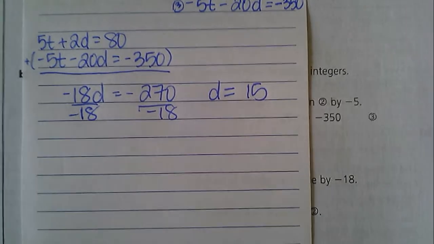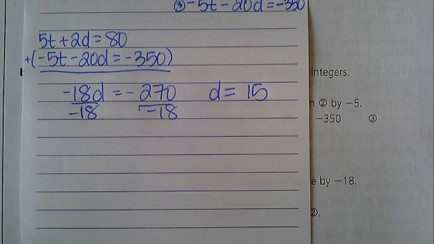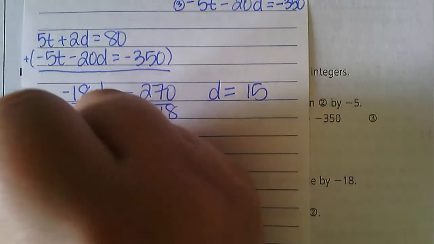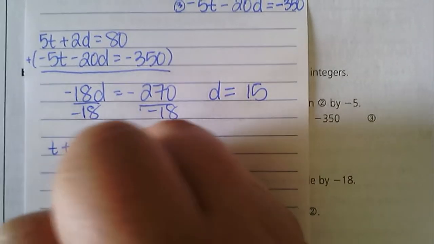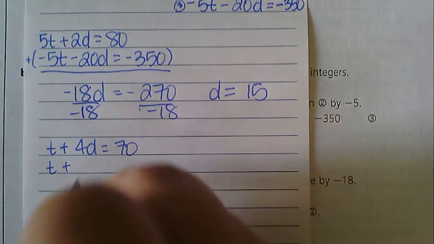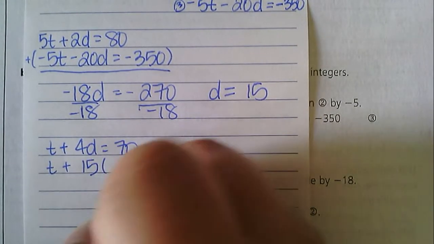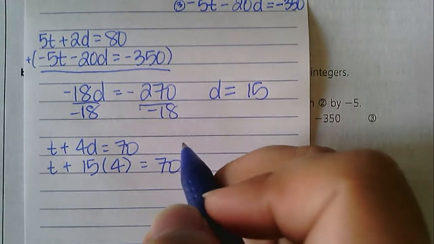Now that I have my value of d, I can go ahead and solve for t. I'm going to just input it into equation number 2 because that one was a little bit more simple. So I have t plus 4d equals 70. Let's go t plus 15 times 4 equals 70.